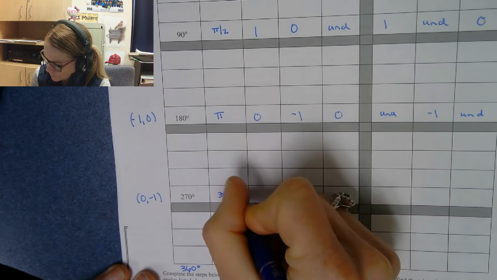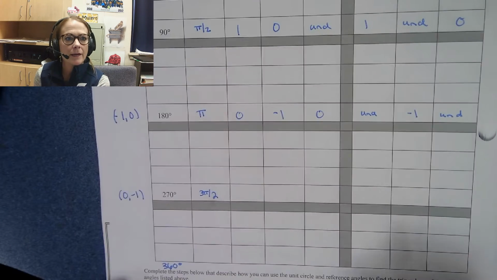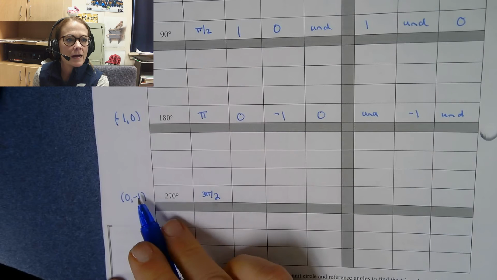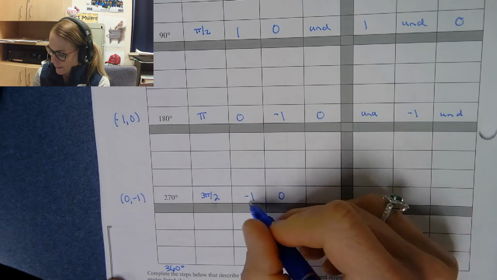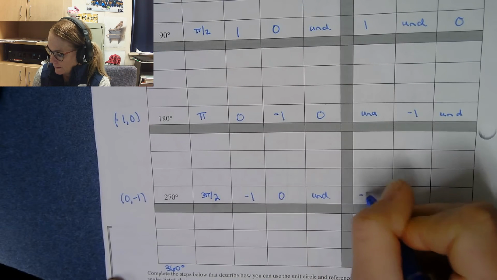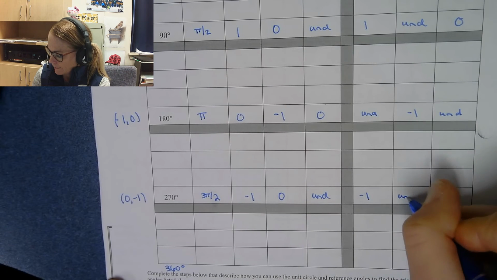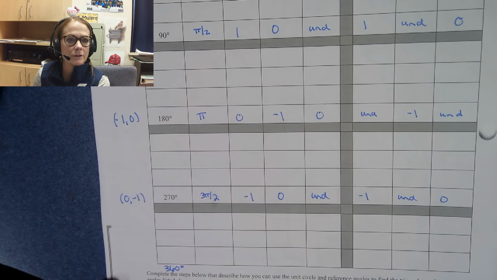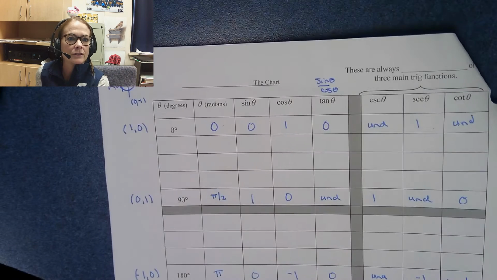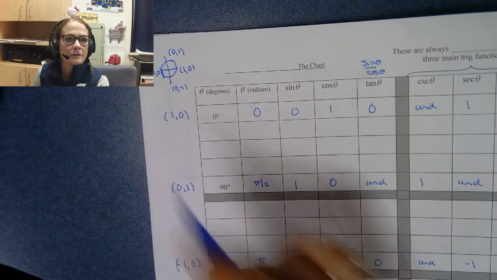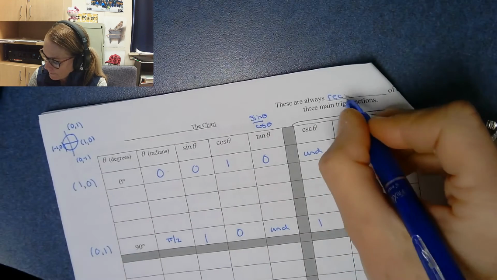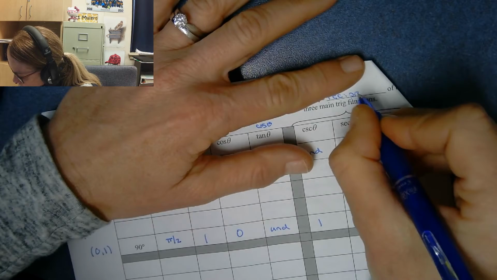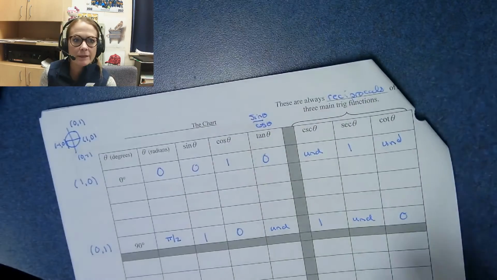Sorry, guys, scratch that. That's 3 pi over 2. You guys are probably watching the video going, what is she doing? So for 3 pi over 2, sine is negative 1, cosine is 0, and then negative 1 over 0 is undefined, negative 1, undefined, and 0. So those are all six trig functions at each of the quadrantals. Remember, these over here are just the reciprocals of the three main trig functions.